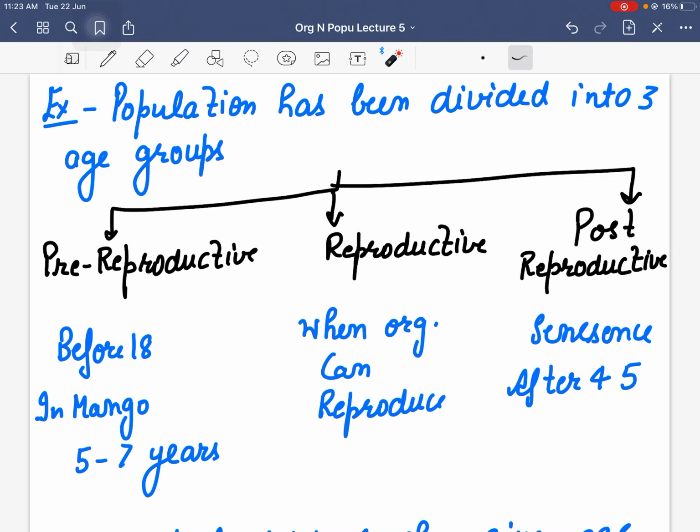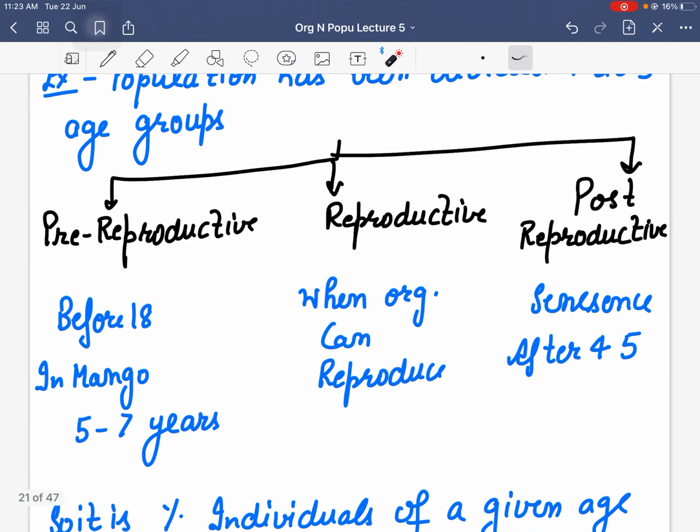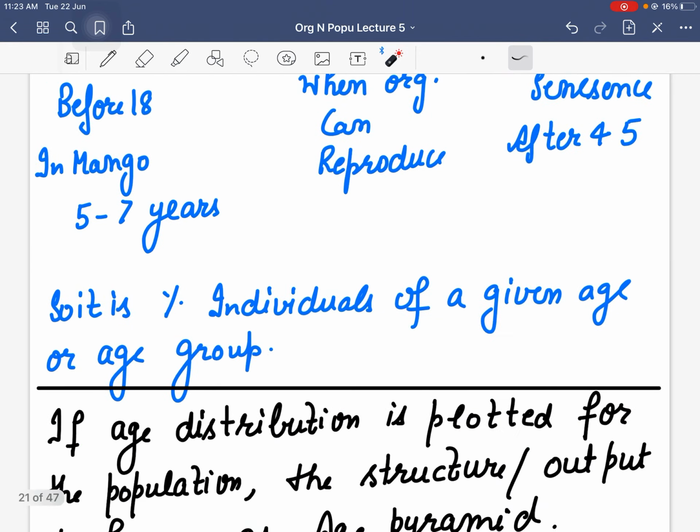Those individuals who are below 18 come under the pre-reproductive age. Those which can reproduce come under the reproductive age. Those which are going towards senescence, aging, come in the post-reproductive. Suppose a mango, in the initial 5 to 7 years, does not give fruit, right? It comes under the pre-reproductive. When it is properly matured, then it starts coming in the reproductive age.